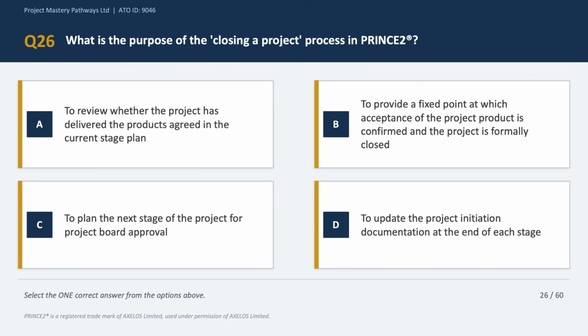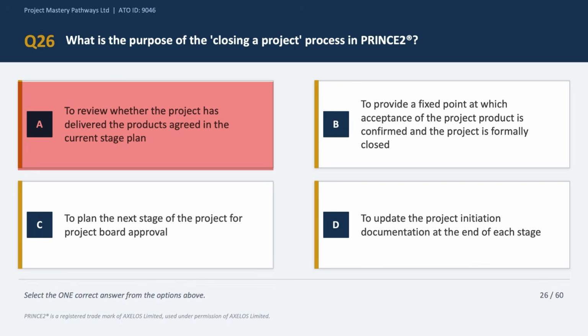Option A says to review whether the project delivered the products in its stage plan. Now that might seem logical, but this is more of a stage closure activity. Closing a project is about the whole project, not just the last stage plan. So option A is not precise enough, and that is why it's a very close answer choice, but it's an incorrect answer choice.